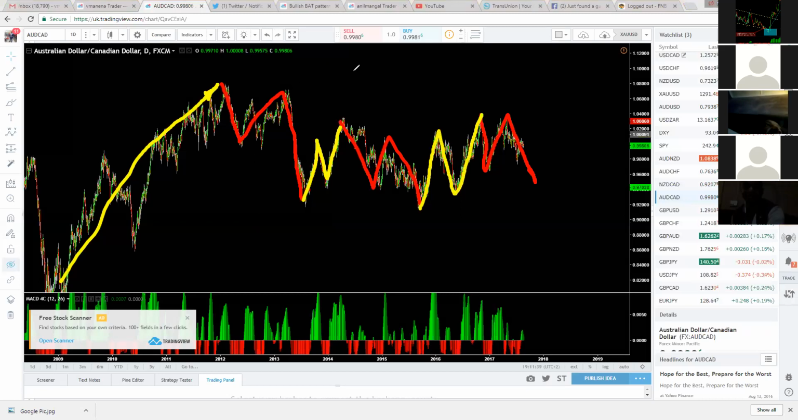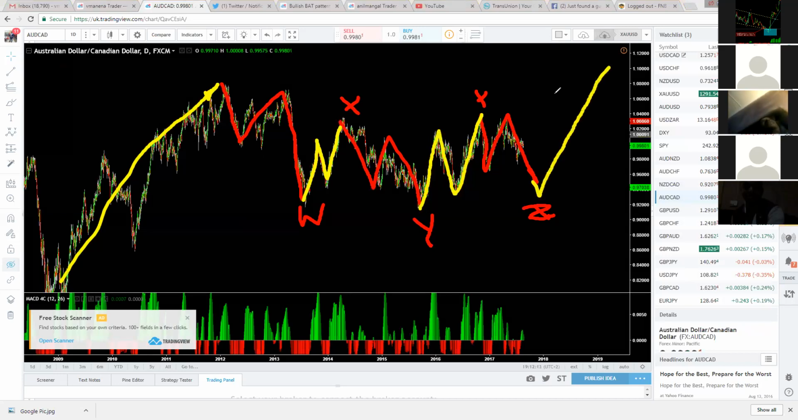So the first correction, if we were to label this will be your W, this will be your X, Y, this will be your X. So we want this Y to complete a pattern. So we don't know which pattern is going to complete. Sorry, Z. This is going to be a Z. Excuse me. And this will give us a W, X, Y, X, Z, similar to what we had on US dollar CAD. So after this completes this move, then we'll have the big move to the upside.